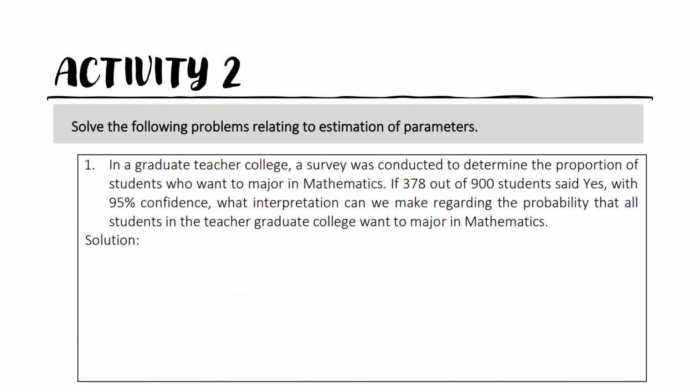Then for activity number 2, you are asked to solve the following problems relating to estimation of parameters. For number 1, in a graduate teacher college, a survey was conducted to determine the proportion of students who want to major in mathematics. If 378 out of 900 students said yes, with 95% confidence, what interpretation can we make regarding the probability that all students in the teacher graduate college want to major in mathematics? So you need to follow the procedures in your solution.